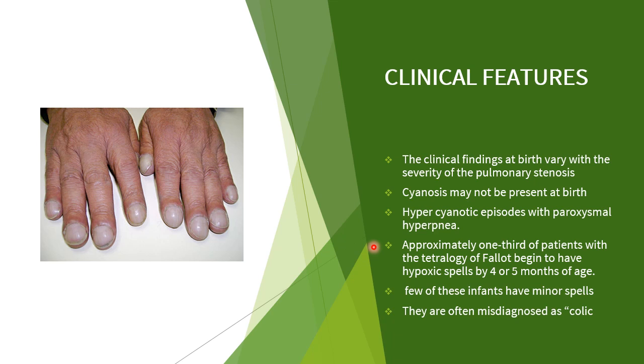Approximately 1/3 of patients with tetralogy of Fallot begin to have hypoxic spells by 4 or 5 months of age. Few of these infants have minor spells. They are often misdiagnosed as colic. Putting them on the abdomen in a knee-chest position aborts the crying and may make the diagnosis.